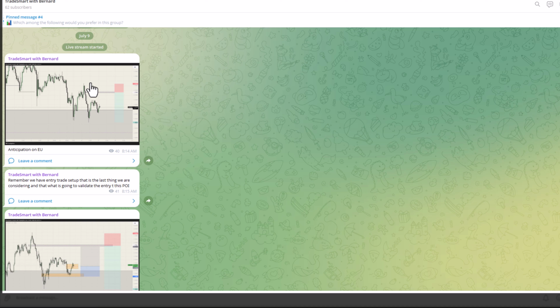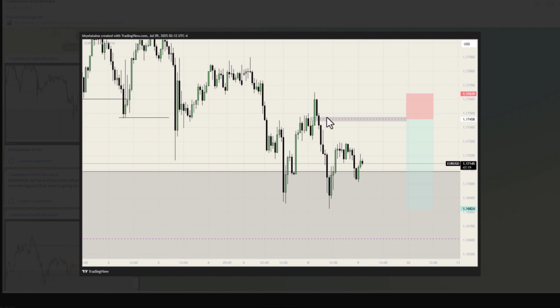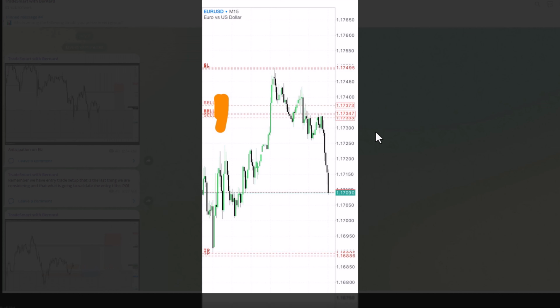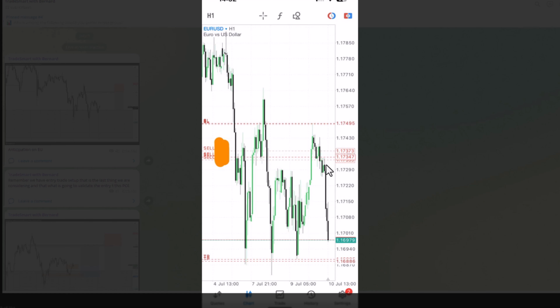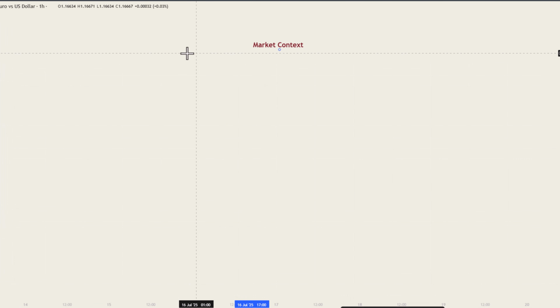Here is a chart I sent to the community and I gave them this setup. I told them that we are going to be selling from this level, and price did as we predicted. Here was the entry, and this is when the price is about to enter my TP.